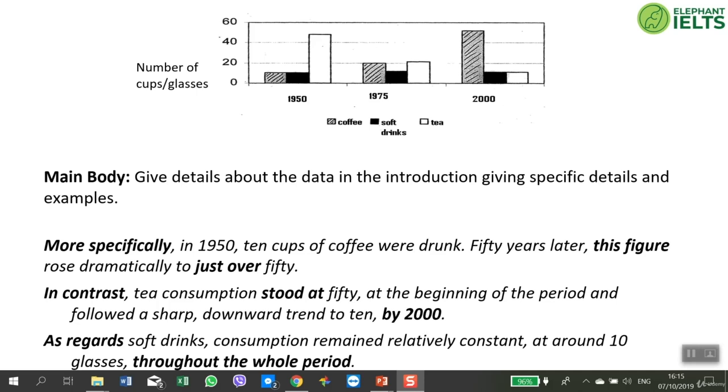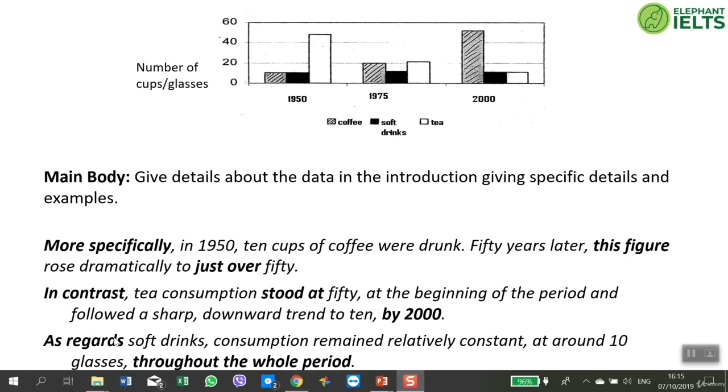So now I've talked about coffee and tea. So I go on now to talk about soft drinks. I cannot leave any of the drinks out. Even if they are insignificant, I must still talk about them. So let's describe what happened with soft drinks. As regards soft drinks, consumption remained relatively constant at around 10 glasses throughout the whole period.